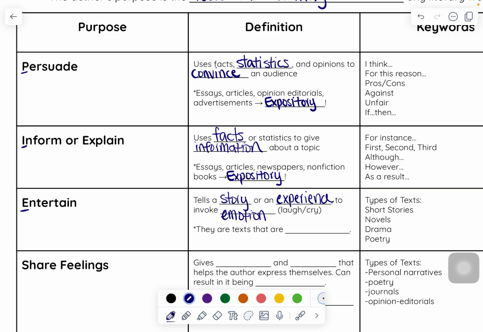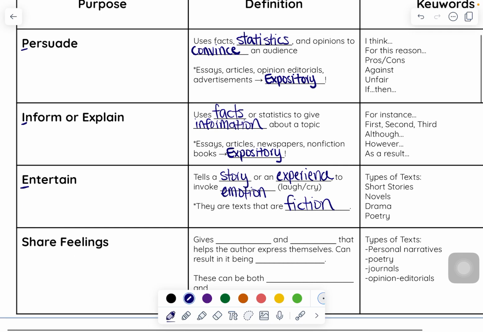They are texts that are fiction. So type of text could be short stories, novels, dramas, and poetry. Now, our last one is the S with PIES, and it's share feelings. It gives opinions and thoughts that help the author express themselves, and can result in it being entertaining.